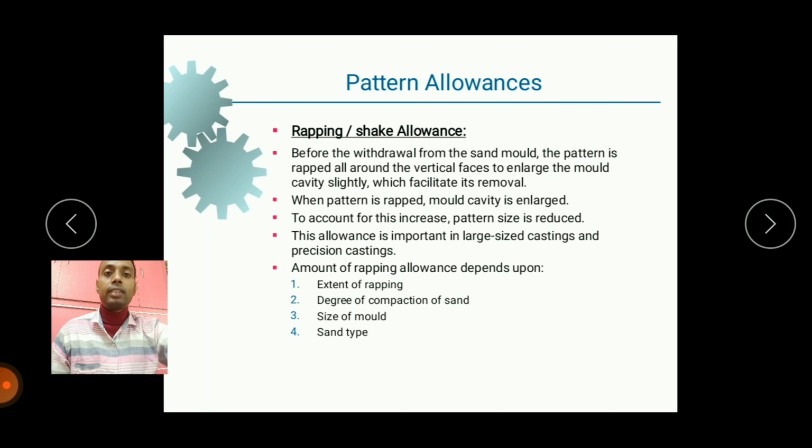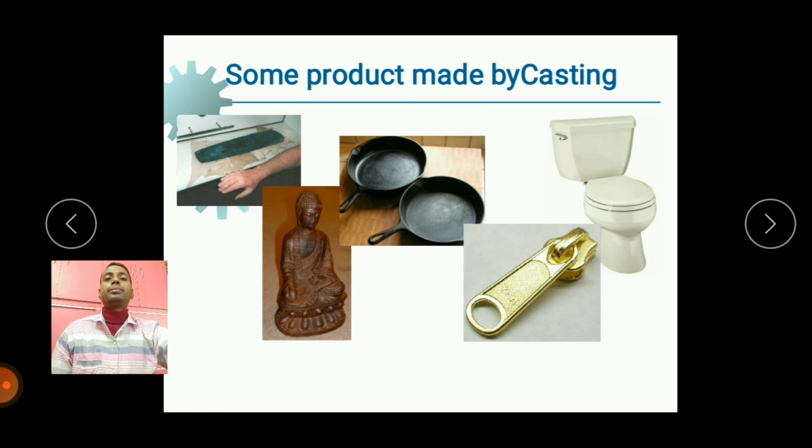Warping or shaking allowances. Before withdrawal from the sand mold, the pattern is rapped all around on the vertical face to enlarge the mold cavity slightly, which facilitates its removal. When the pattern is rapped and the mold cavity is enlarged, to account for this increase, the pattern size is reduced. These allowances are important in large castings and precision castings also.